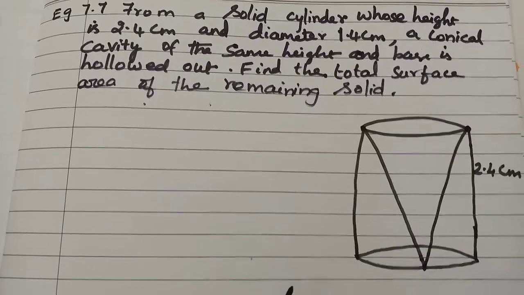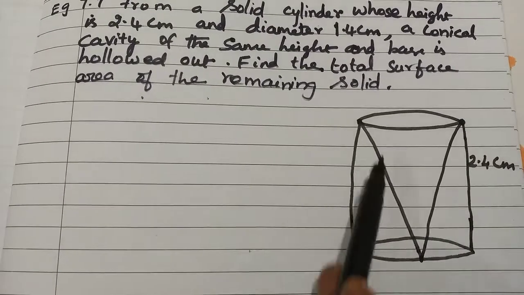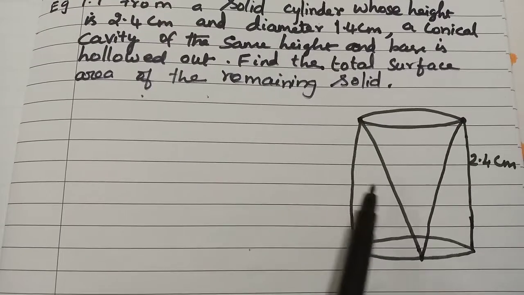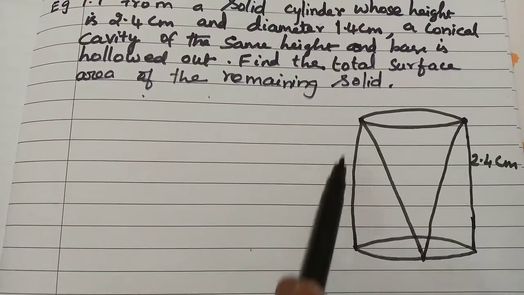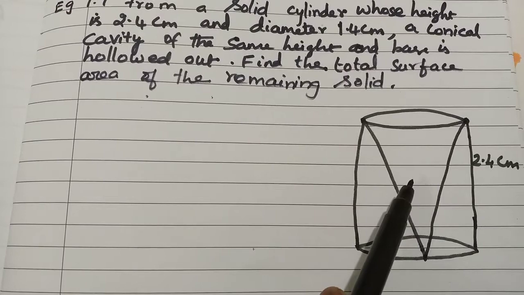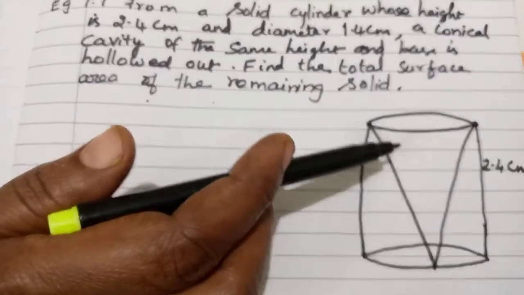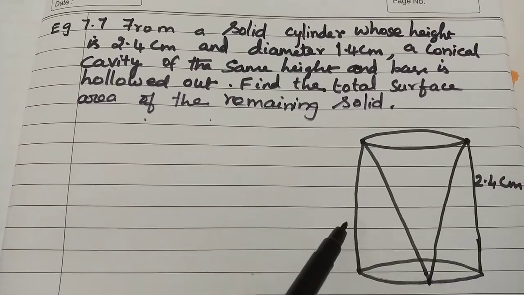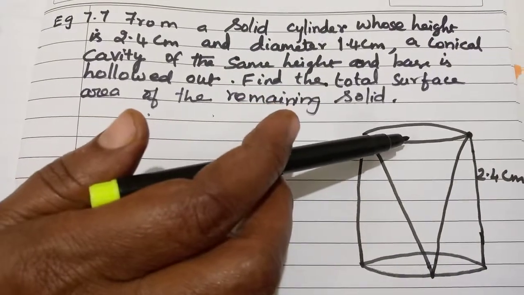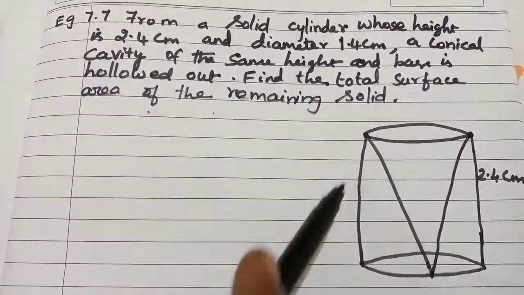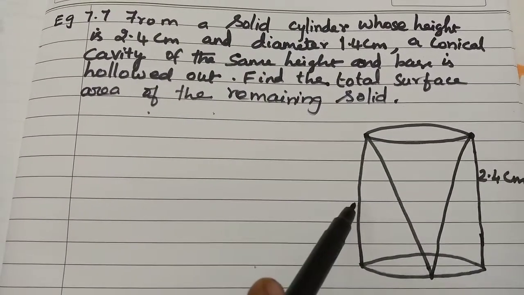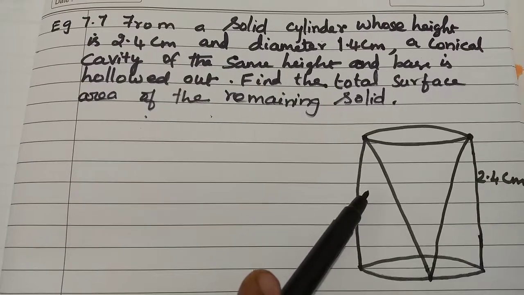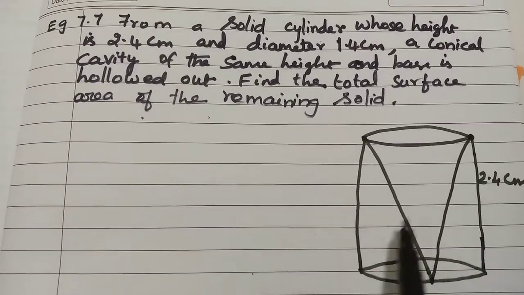Here, which is the remaining solid? First we should know that. While seeing the inner side, we get the cone shape. While seeing the outer side, we get the cylinder. Did you understand? So, what is the remaining solid? Can you say? The remaining solid is cylinder and cone.